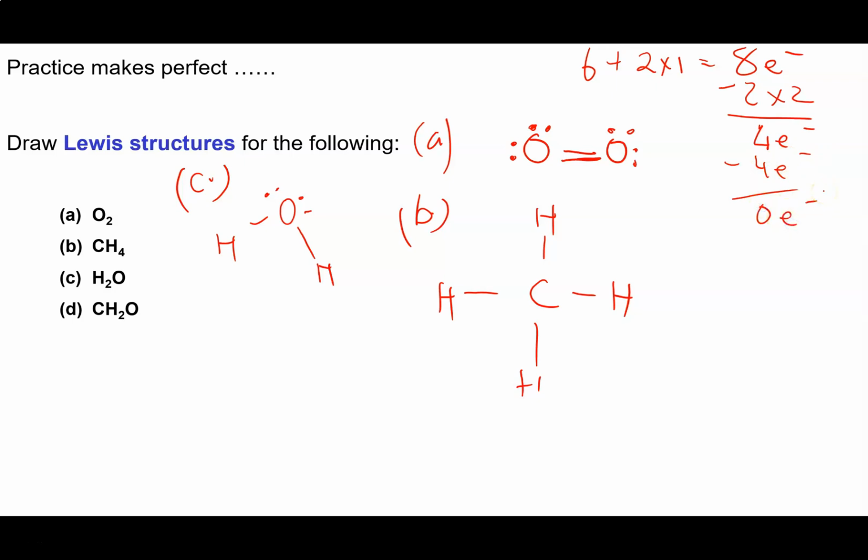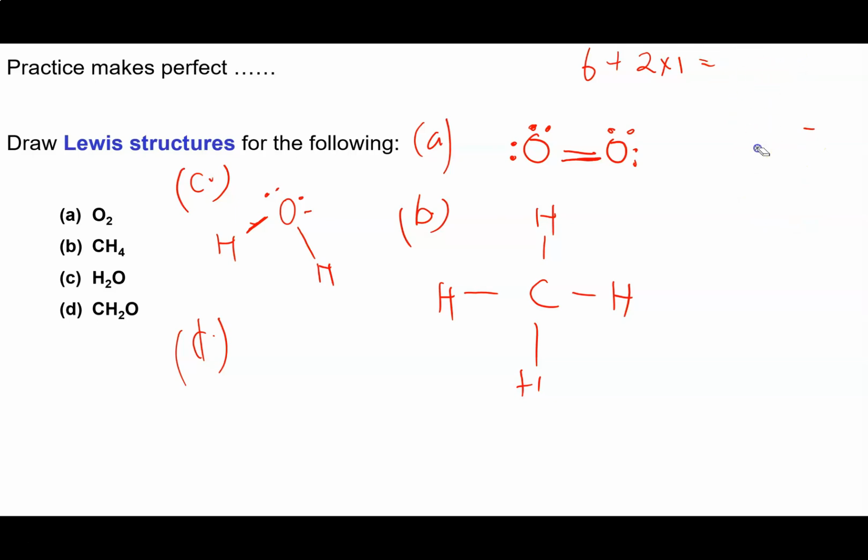And you'll see that every atom now has a complete octet. 2, 4, 6, 8. The oxygen's got 8, and then the hydrogen is happy with 2, and hydrogen's got a share of 2 electrons.